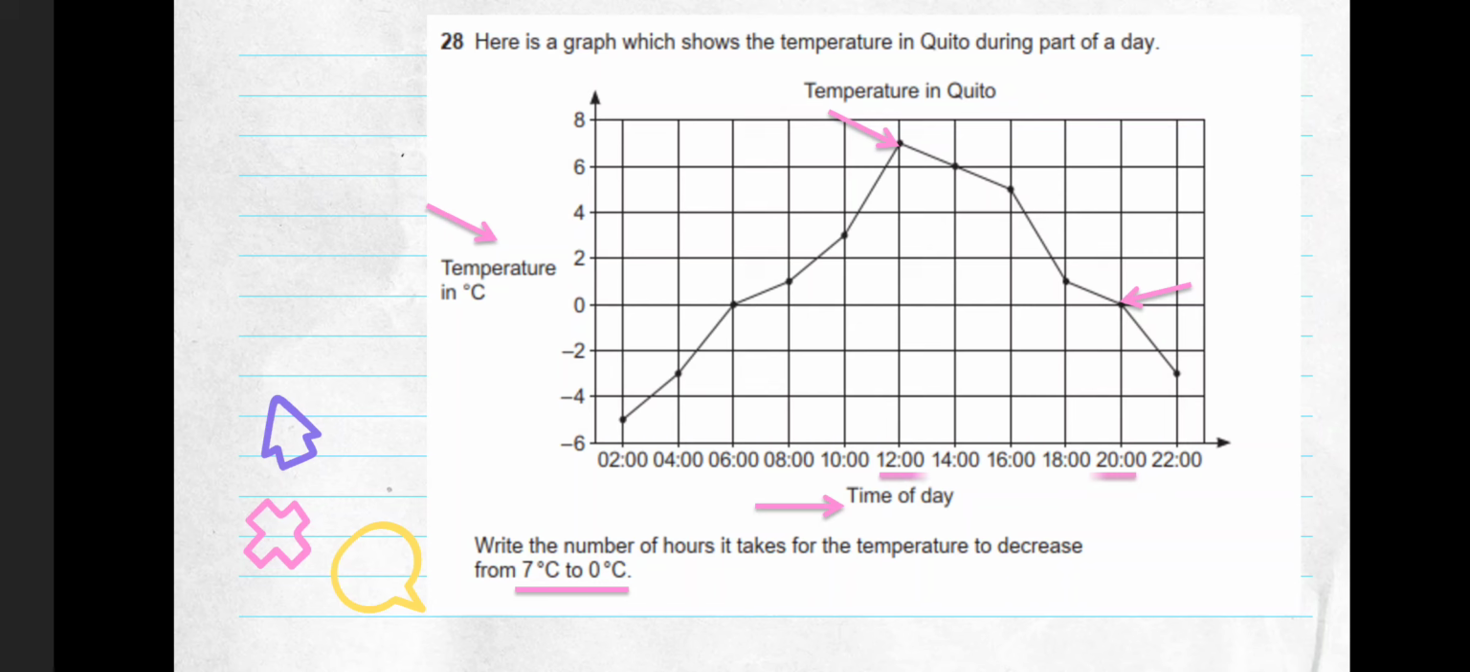7 plus 12 is 20. We need to find the difference between 20 and 12. We can say 20 minus 12 will be 8 hours.